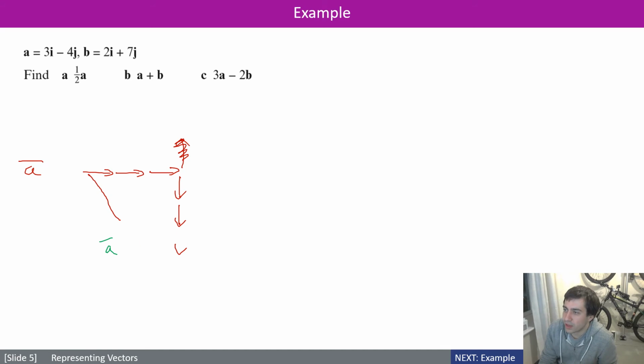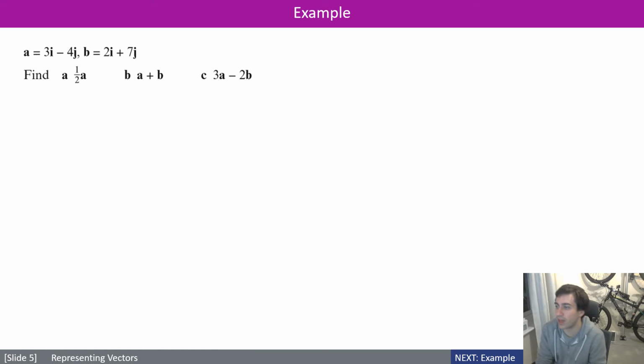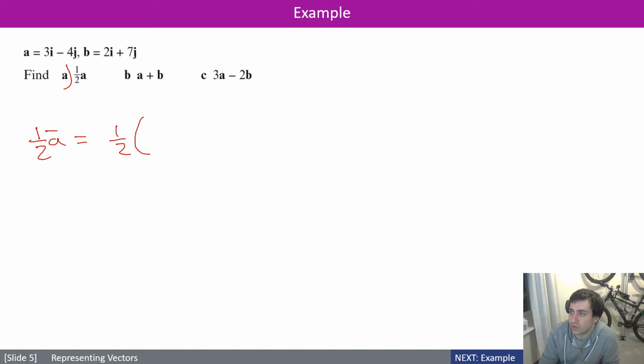But we don't need to know that to answer the question, though it's good to be able to have the visual in your head. So we're going to halve that A. We're going to make it half as long. How do we do that? We can just manipulate it algebraically. So I'm going to say half of A, I'm answering this first one. That's the same as a half of 3i minus 4j.